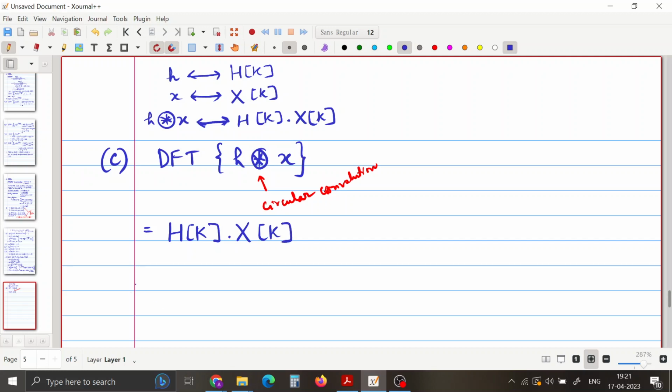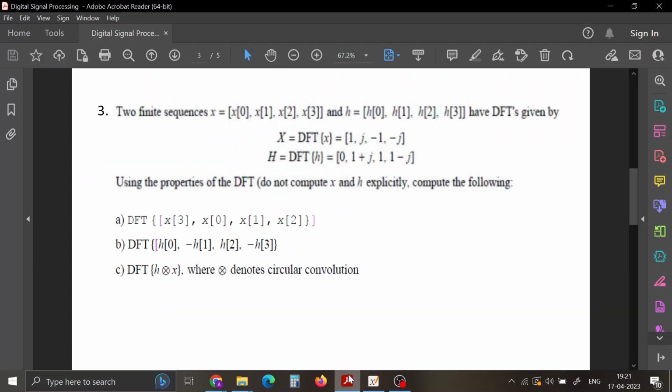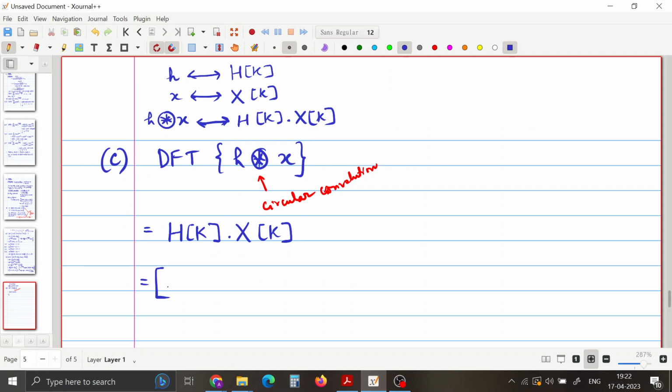And what was our capital H, the DFT of the h sequence? It was 0, 1 plus j, 1, 1 minus j. Okay, I'll write that. 0, just a second.